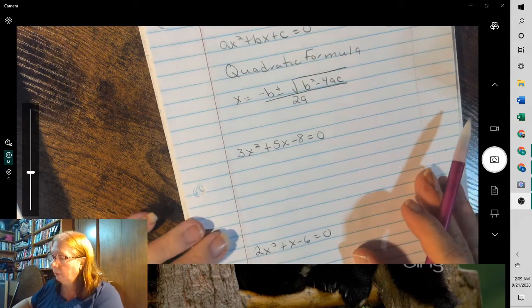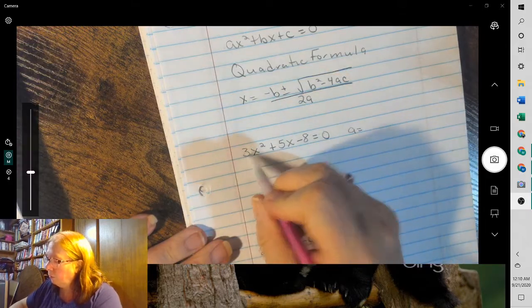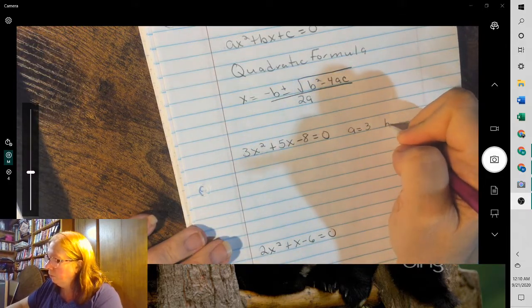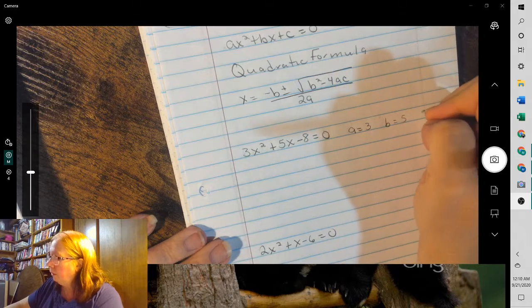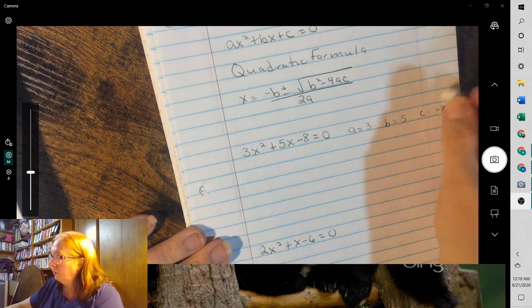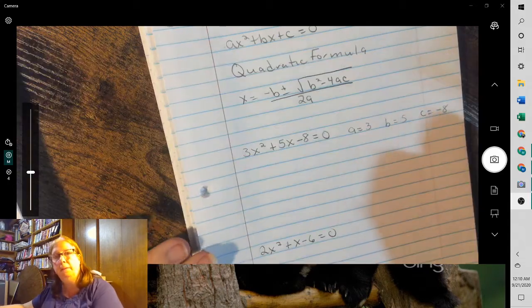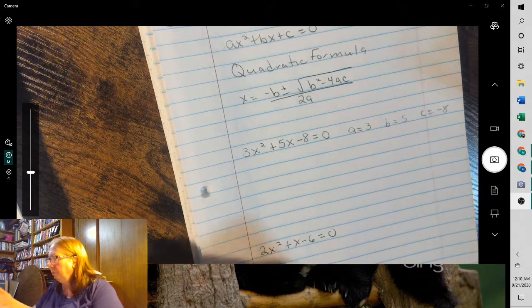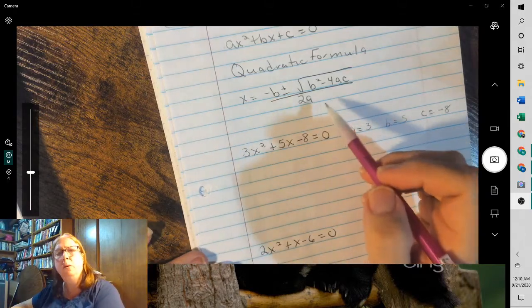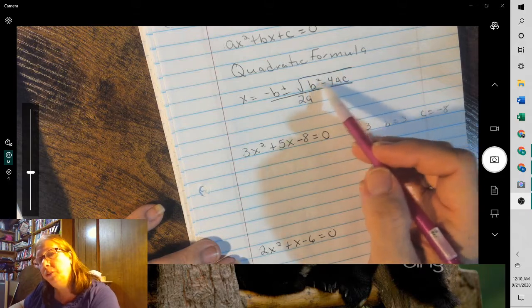To use it, first we find our a, which is 3, our b, which is 5, and our c, which is a negative 8. What's nice is this one always works. So when you can't find factors or you're not sure, rather than wasting time, this always works. And if you get a negative under the radical, then there's just no solution.